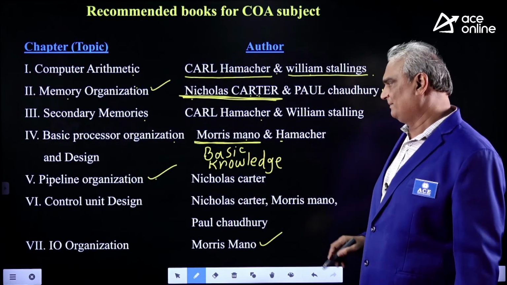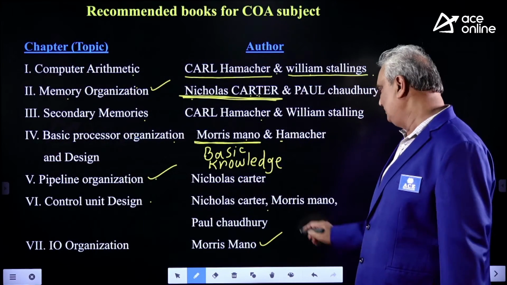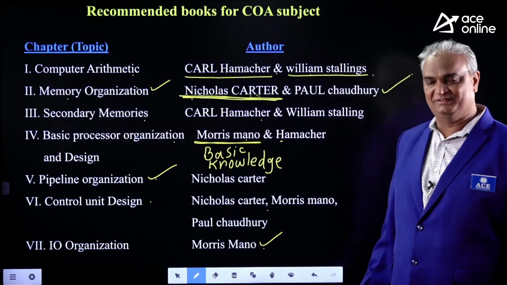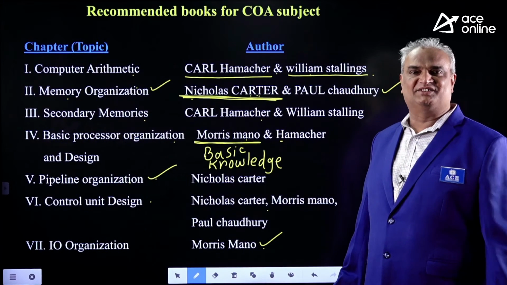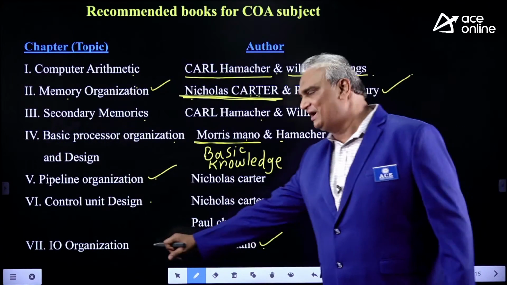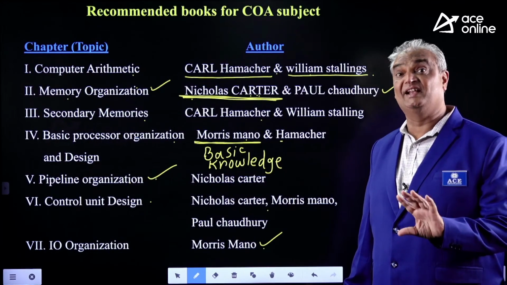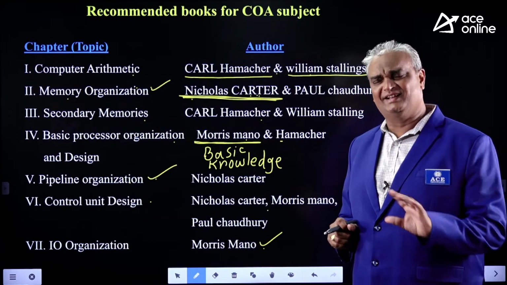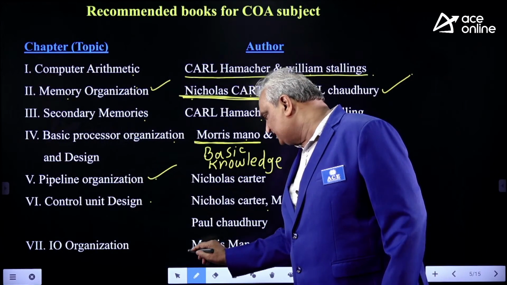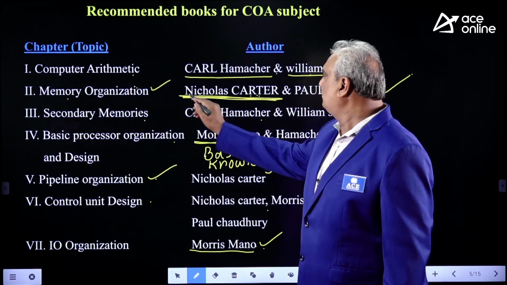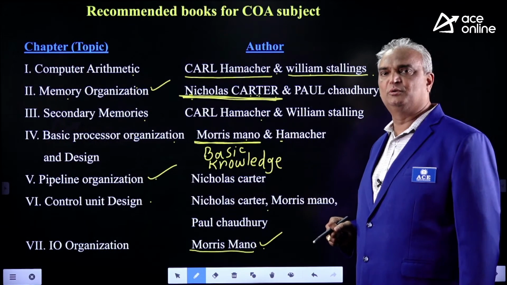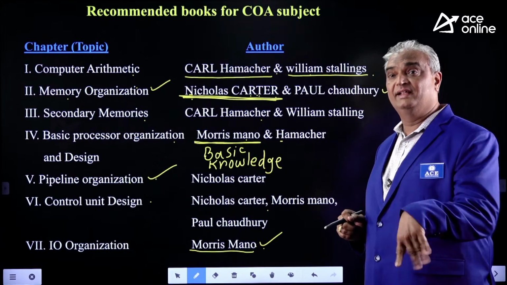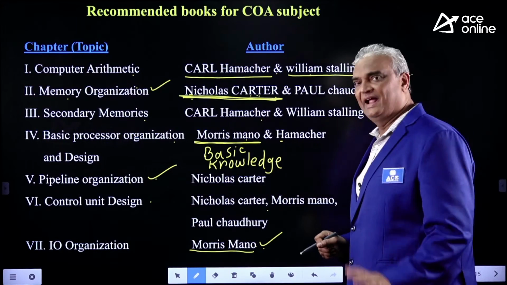Next, pipeline organization. We already discussed Nicholas Carter. Control unit design: either Nicholas Carter, Morris Mano, or Paul Chaudhary. Next, IO organization: Morris Mano. Remember one point: the Morris Mano textbook knowledge is sufficient for solving GATE questions only from IO organization. But the Morris Mano textbook provides excellent clarity on basic concepts for understanding the remaining topics. That's why my suggestion is to purchase the Morris Mano textbook and Nicholas Carter, because Morris Mano provides basic knowledge and Nicholas Carter provides the previous GATE solutions easily, with new concepts also.